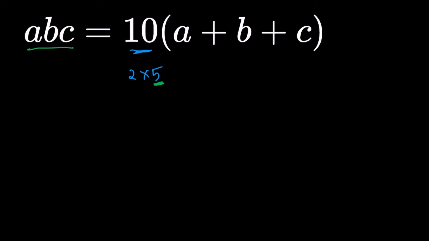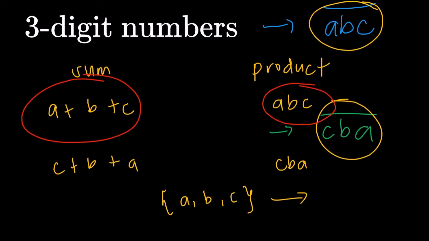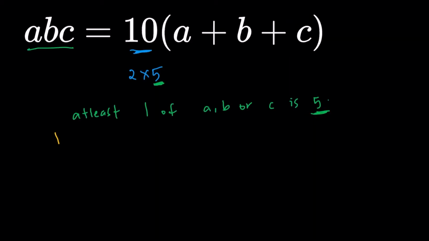So if it's a multiple of 5, it must be 5. We can say from here that at least one of A, B, or C is 5. We don't know which one, but we can conclude that one of those three digits must be a 5. Because the order doesn't matter, without loss of generality, since we're finding all possible triples, I'm just going to say A equals 5, because one of them must be a 5.